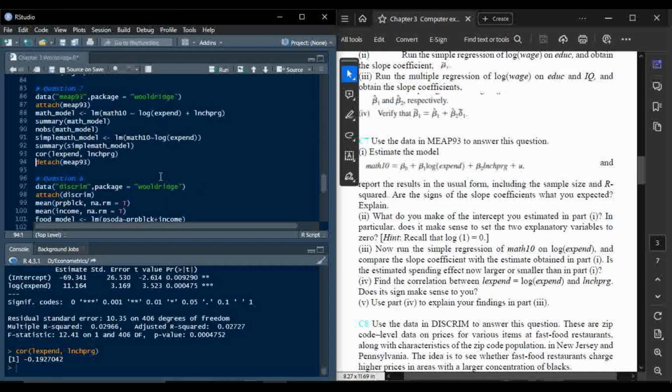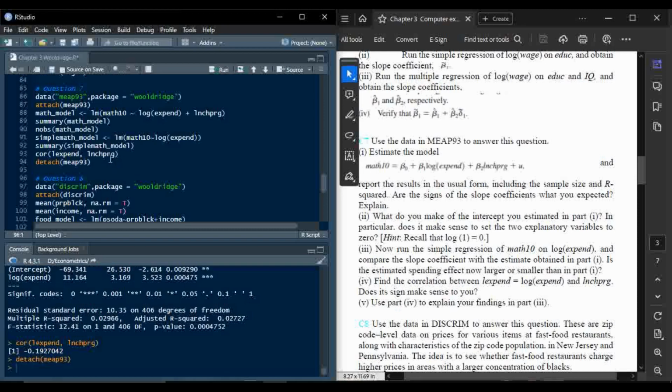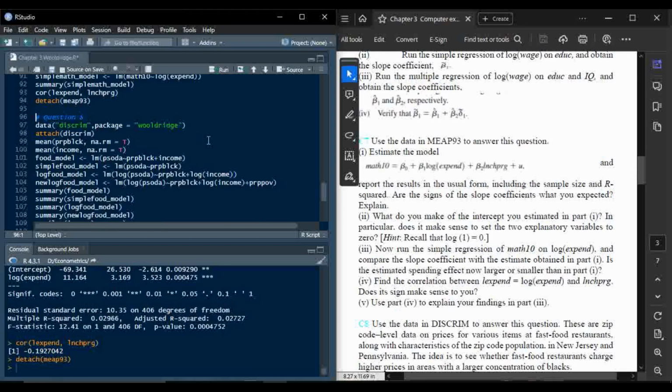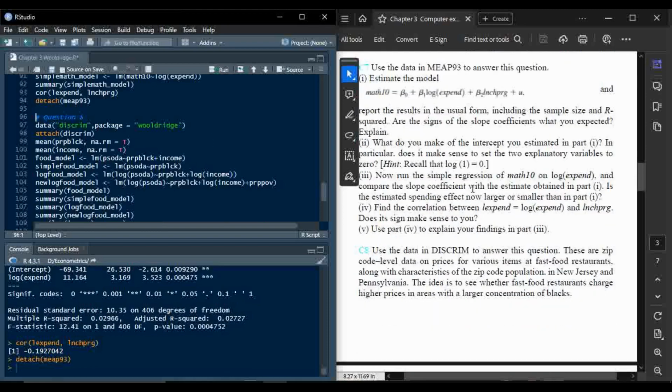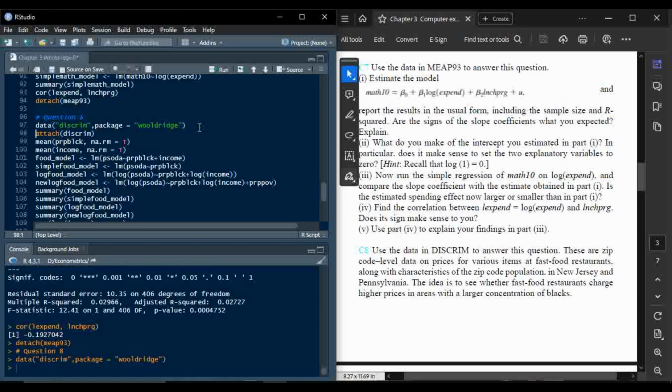Okay, so now we are done with this data set. Let's detach this data set. Now let's go to question number 8. Question number 8 utilizes the dataset discrim. So call this dataset by using the data command, and in the package wooldridge, press Ctrl plus Enter, and attach this dataset.